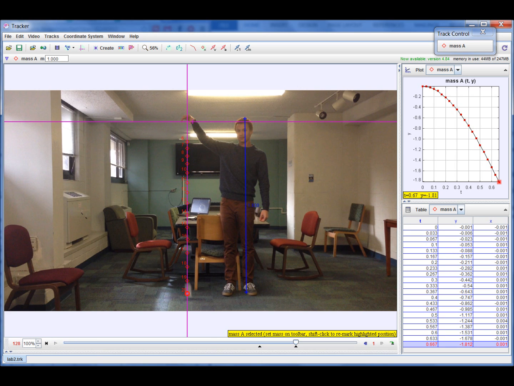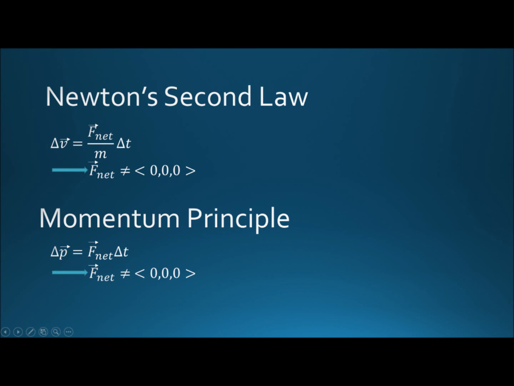This assumption comes about because of Newton's second law. His law that change in velocity equals net force over mass times change in time shows that the net force must be a non-zero vector for there to be a change in velocity. This law is equivalent to the momentum principle, which states that the change in momentum equals the net force times the change in time, once again telling us that F net must be a non-zero vector in order for there to be a change in momentum.